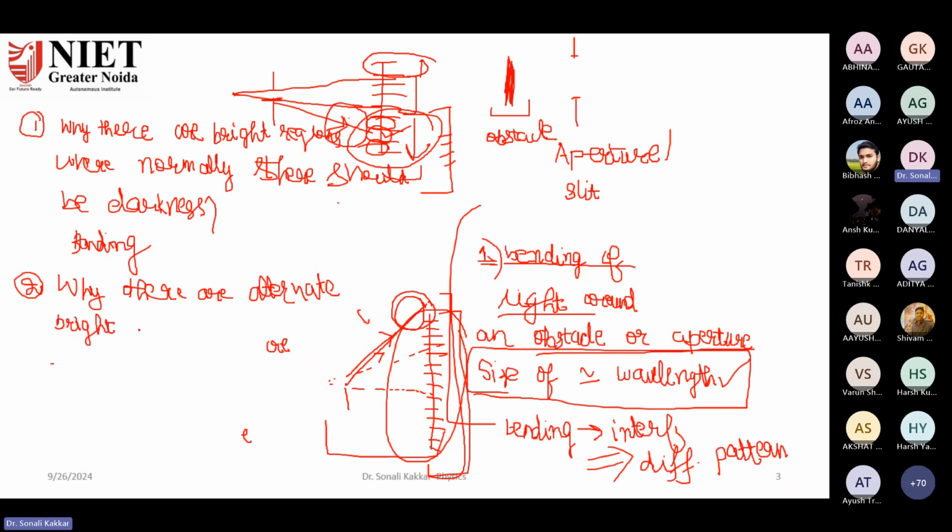Ma'am, maybe because some of the light particles are reflecting back. Reflecting back from where? Ma'am, by touching the slit. Touching the slit? No, I'm saying rays are coming over here, right, the screen it is touching. There should be complete brightness then. Why are there alternate bright and dark fringes? This is the next question.